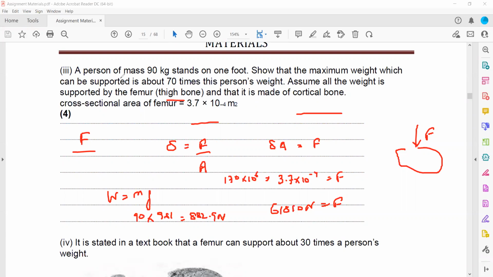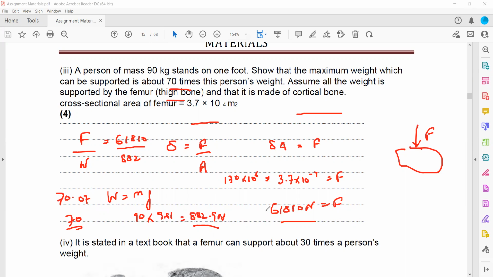Now to get the ratio, force divided by weight, because we want to show that the maximum weight which can be supported is 70 times the weight of the person. Weight of the person is 882 and the maximum force which can be there on the bone is about 61,000. So when we divide them, 61,810 divided by 882, that is about 70.07, or 70 times.